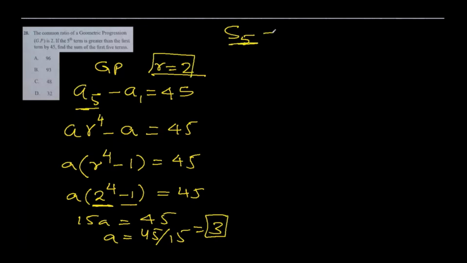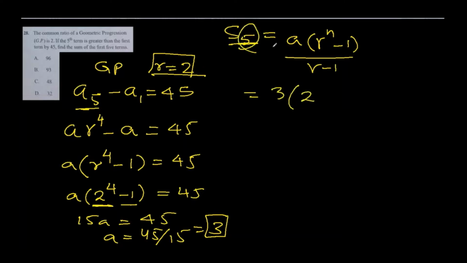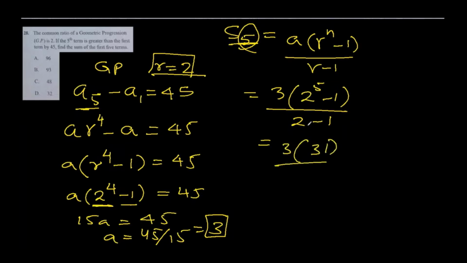We know R is 2. We can find S5 because the formula for S5 is what? A times R^n minus 1 over R minus 1. So A is 3 now. R is known to us, 2 to the power, we need 5 terms sum. So 5 minus 1 over 2 minus 1. Okay, that comes out to be 2 to the power 5 is 32 minus 1, 31. Divided by 2 minus 1 is 1. So 31 times 3, 93. B is the solution of this one.